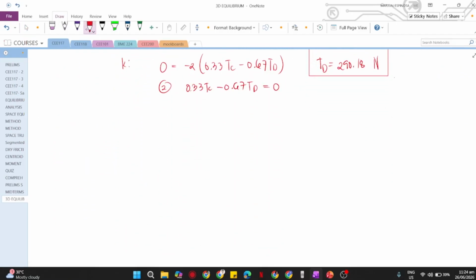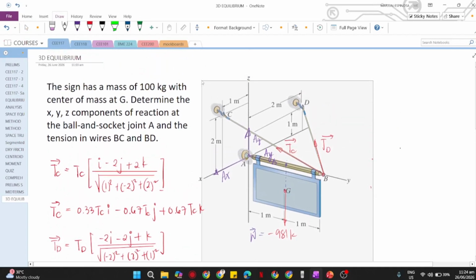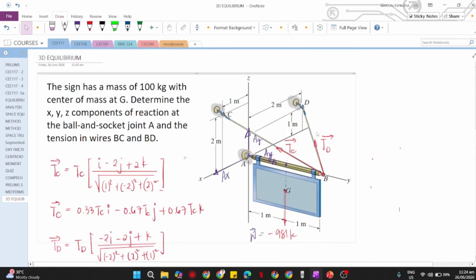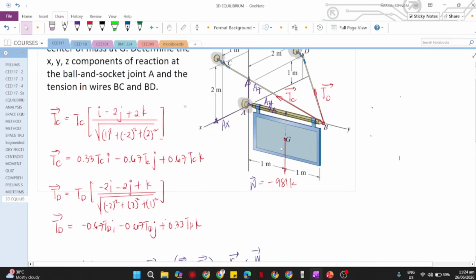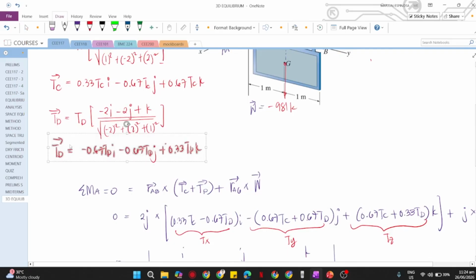So we can just take the summation of forces along X and equate that to 0. What are the forces along X? Remember the positive side, this part, that is AX. Then we add all the terms with i in TC and TD, as well as in the weight.